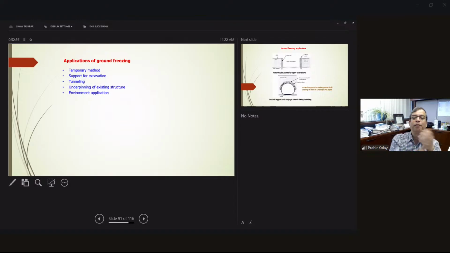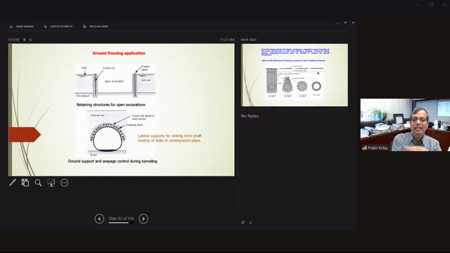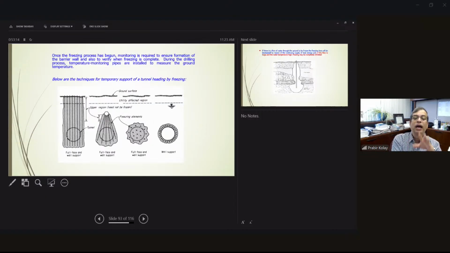So as I mentioned, it can be a temporary method, it can be excavation support, it can be tunneling, it can be underpinning of existing structures or environmental applications. So again, these are some of the pictures you see for the tunnel. It can be for retaining structures, for open structures. People don't use it mostly for the shaft or retaining wall. This is how you do it: you freeze the whole soil, the first one, and then you just cut it, the wall support, and then cut it like in tunnel construction.